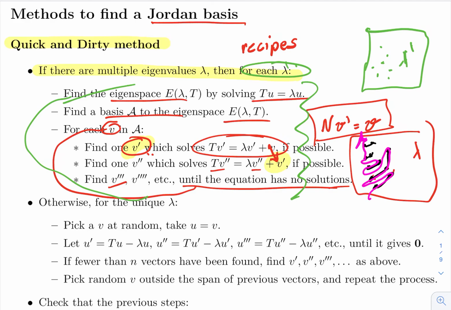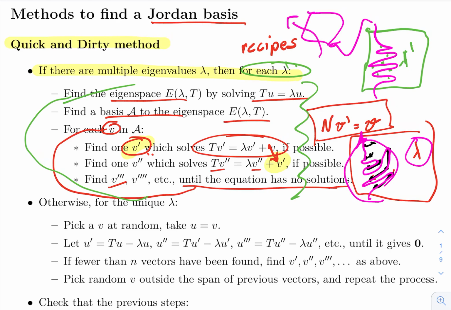And this will be, if you have enough vectors there, maybe a Jordan basis for your operator restricted to the generalized eigenspace corresponding to this lambda. And in the end, when you collect all these vectors listed in the right order, and then you move to the other eigenvalue, etc., maybe this will give you a Jordan basis. So this is the first quick and dirty method that may or may not work. At least it is simple to describe.